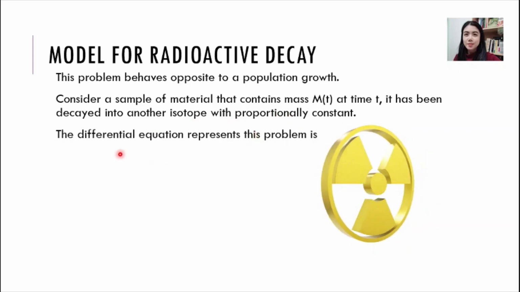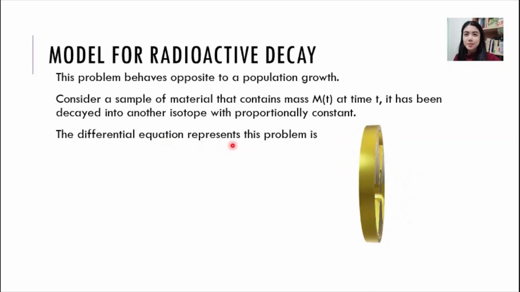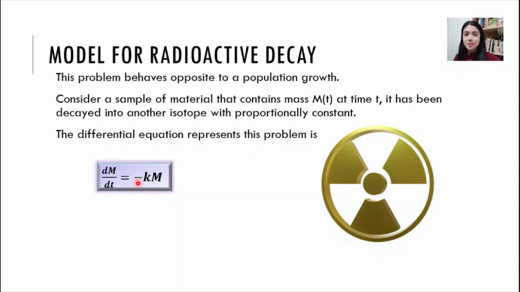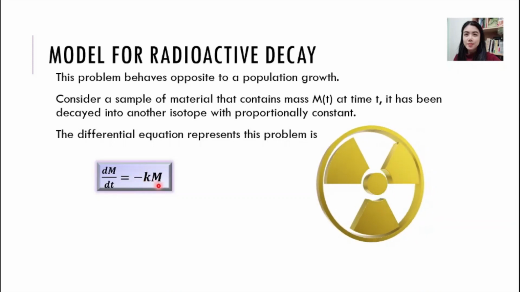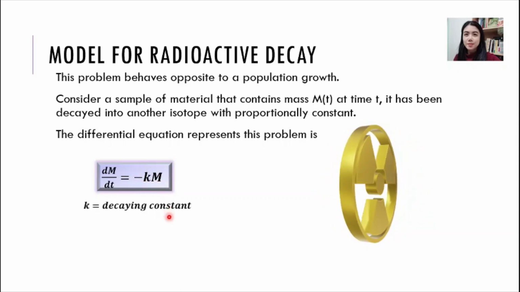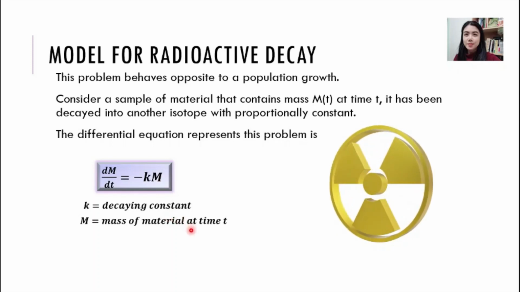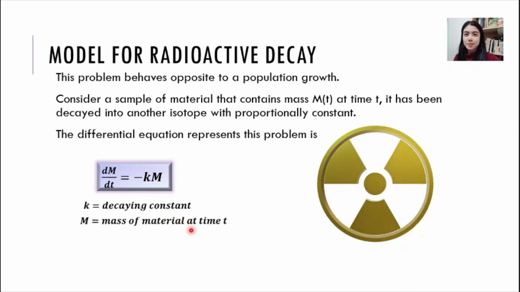So then the differential equation that represents this problem is dm/dt equal to minus km. The k here is referred to as the decay constant. The m here is the mass of the material at time t. And the t here is referred to as the time.